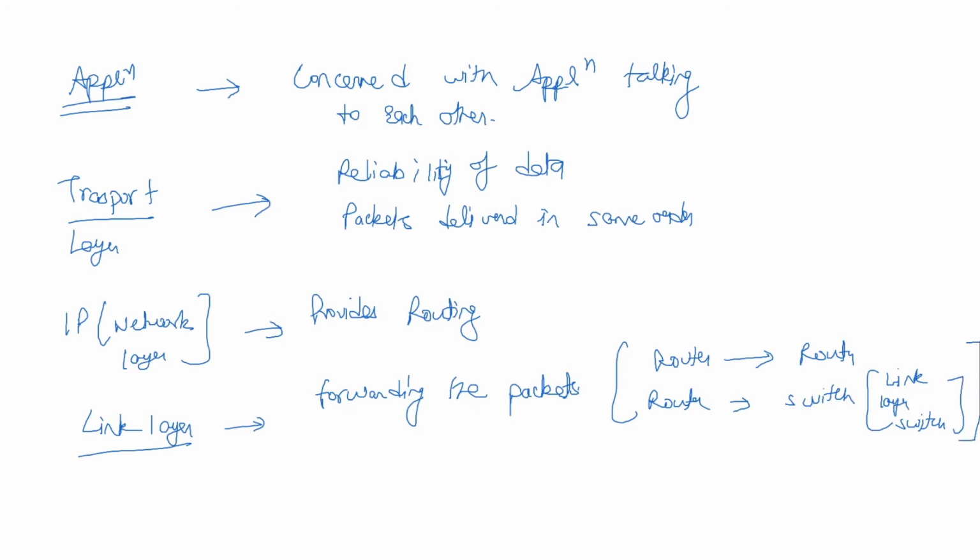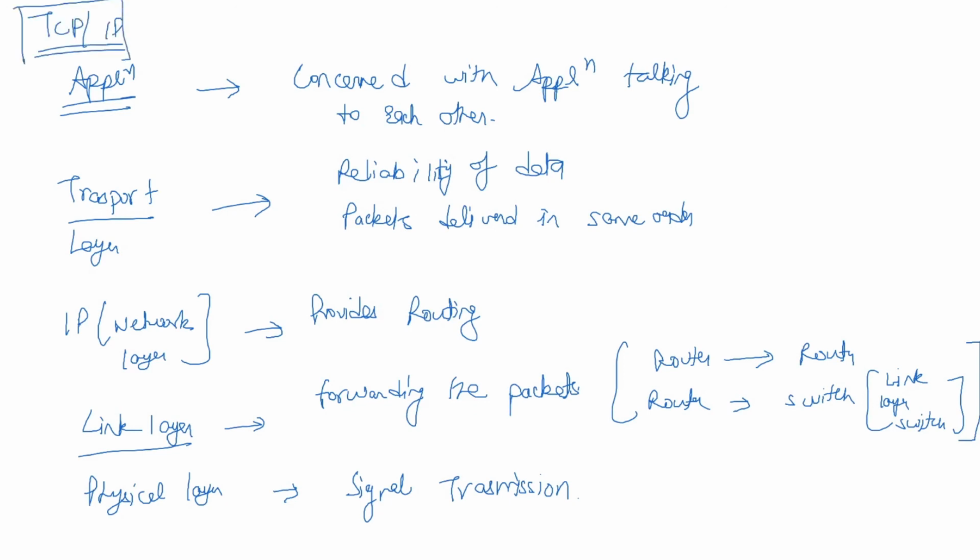And the last one is the physical layer, and it will help me do the signal transmission. So that's how we have differentiated and described our TCP/IP model. This is the best I could come up with in order to make you understand the TCP/IP model.